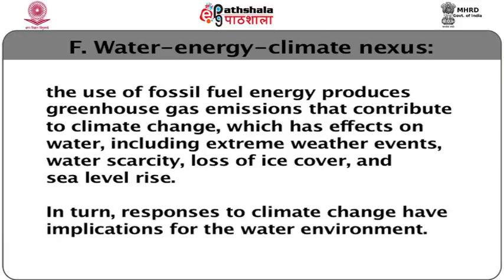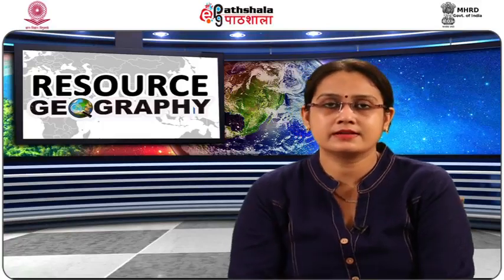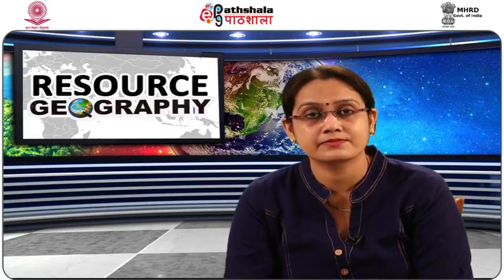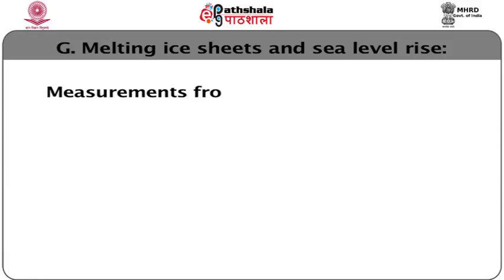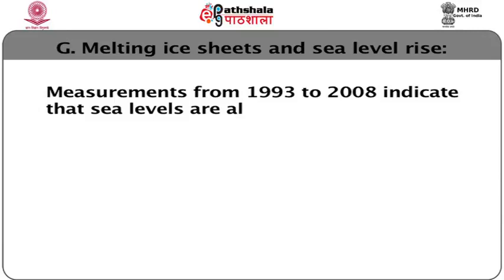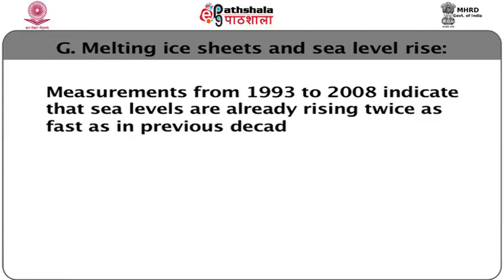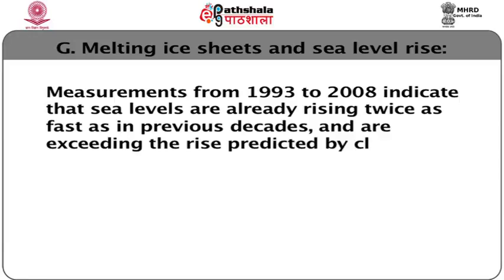In turn, responses to climate change have implications for the water environment. Next concern, of course, with the change in sea level, is the melting of ice sheets. Measurements between 1993 and 2008 indicate that the sea level is already rising twice as fast as in the previous decades and is exceeding the rise predicted by climate models, which is a huge concern for the people and the biodiversity residing on earth.